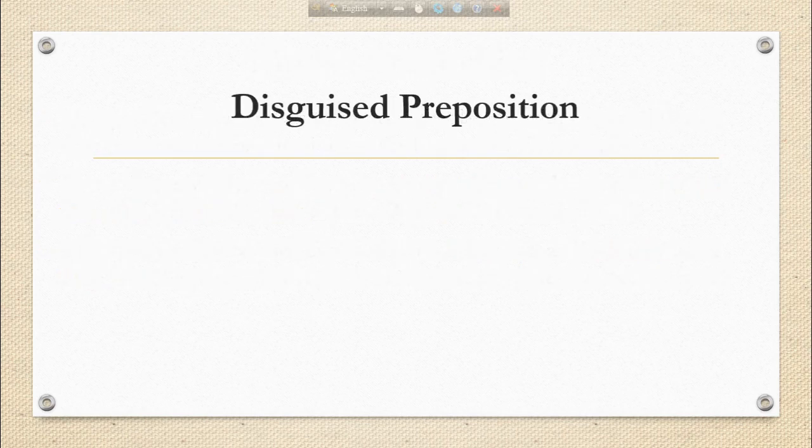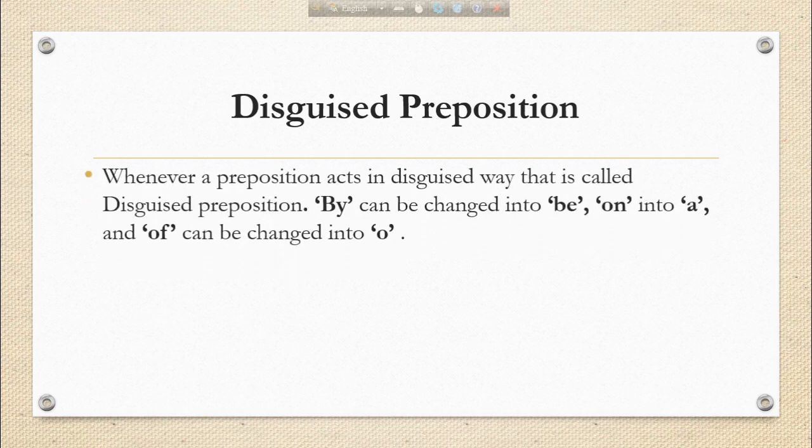Now, disguised preposition. What is a disguised preposition? Whenever a preposition acts in a disguised way, that is called a disguised preposition. For example, by can be changed into be, on into a, and off into o. For example, he went a hunting. Here, a indicates on. He went on a hunting. Rather than saying this, we say he went a hunting. So this a is a disguised preposition here.